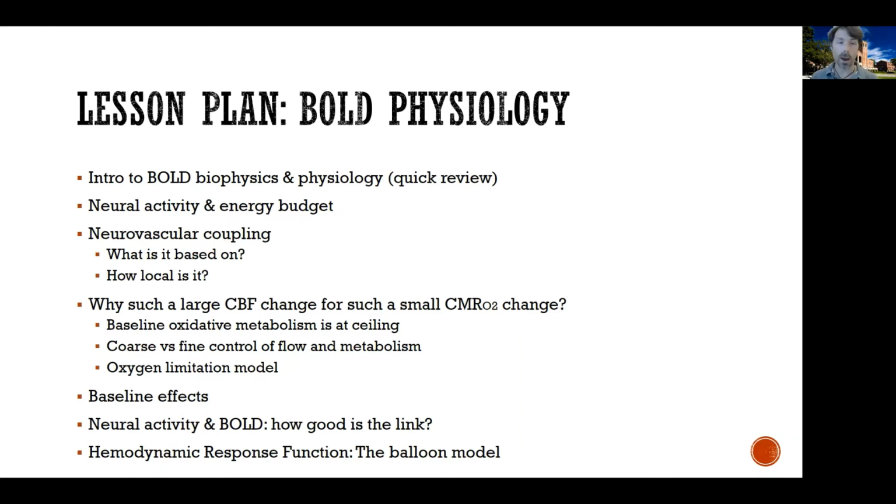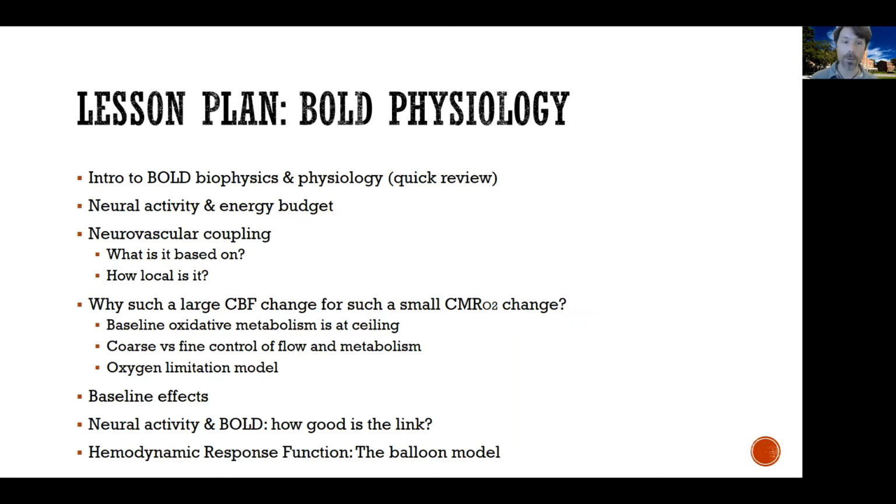And also, I want to compare the properties of neural activity and of the metabolic response. How well do they match with respect to space, but also with respect to timing? Then I want to address a question of the exact dynamics and why we get certain dynamics.